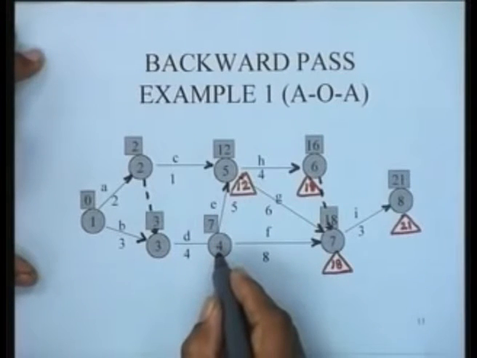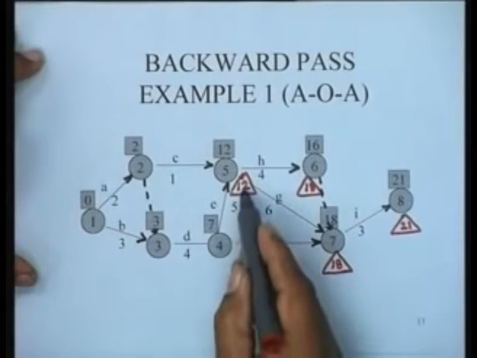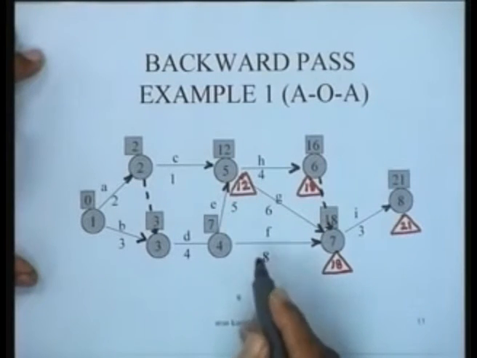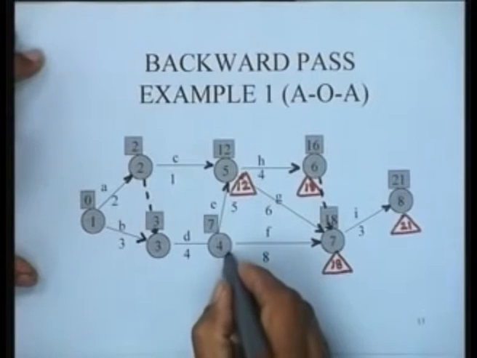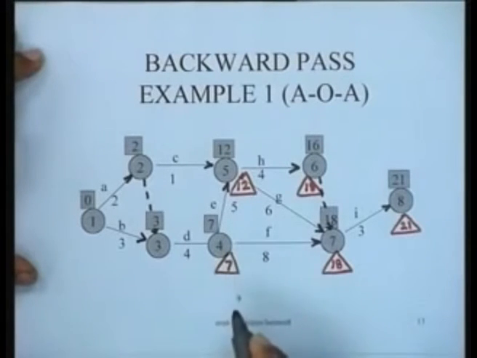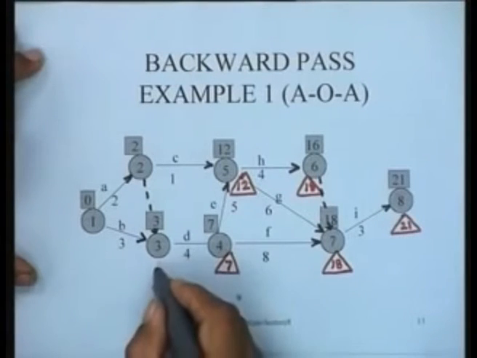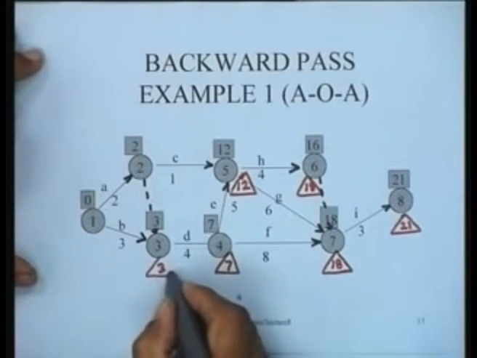Look at node 4. Node 4 would have 12 minus 5 is 7 and 18 minus 8 is 10. The minimum of the two is 7. So, I have 7 listed here. Let us now take node 3. 7 minus 4 is 3.